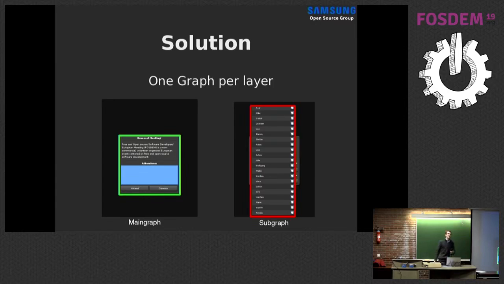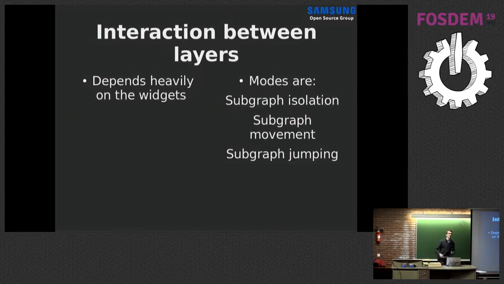However, we have introduced a new problem, and that is we need to interact between the layers, and we need to do that in a way that a user expects things to happen. And we also need to form it in a way that a user still can explore a UI and find every single element, and UI navigation is not super complex. Therefore, a problem is that doing those interactions heavily depends on the type of widget that you have. And the modes, which can be basically broken down, that are implemented in EFL are three different: the subgraph isolation, the subgraph movement, and the subgraph jumping.